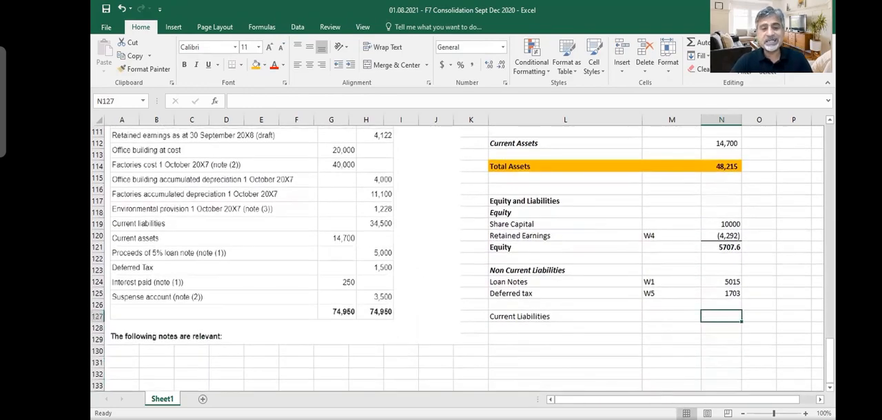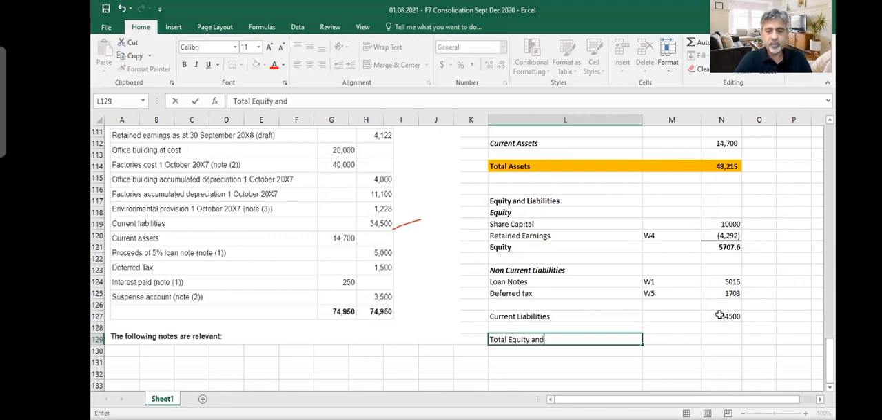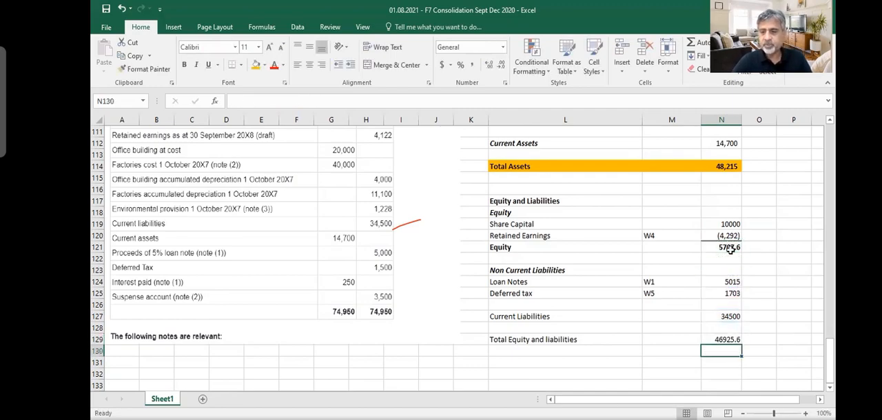And then I have my current liabilities. Current liabilities, please turn off your mics, please. Current liabilities again are given in the question, 34,500. So nothing to be done about it. 34,500. And then I say total equity and liabilities. I will take questions once I'm done with that, because if I start answering things, we might miss some numbers. So it makes 48,925.